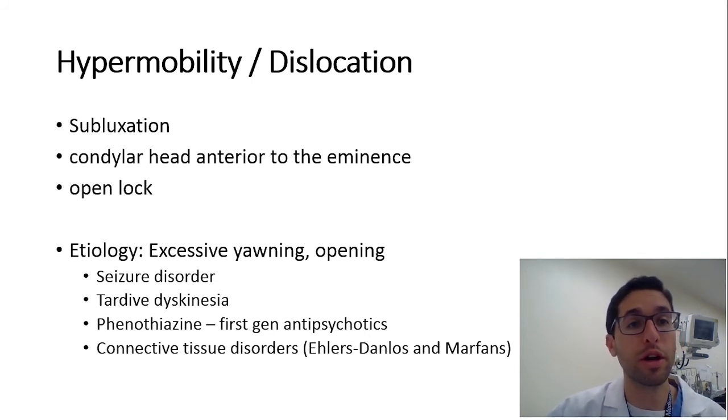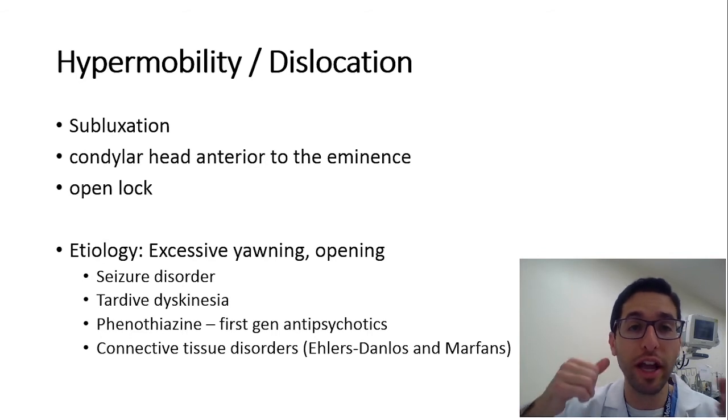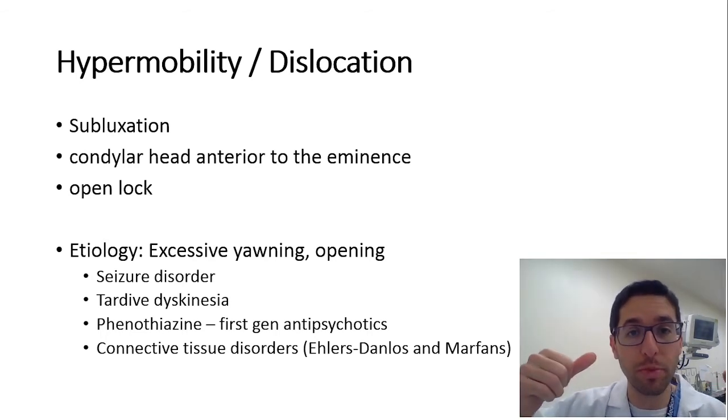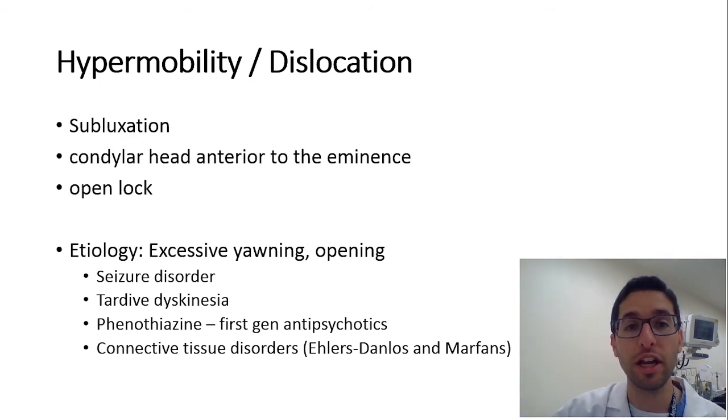Next category, we're going to talk about dislocation or hypermobility. So now patients who dislocate, the joint comes too far forward. That's a subluxation of the condylar head where it comes anterior to the eminence. So it's supposed to go to the eminence, but if it goes beyond the eminence, well then the patient will have this open lock. And then the only way to help them is to push down and back.